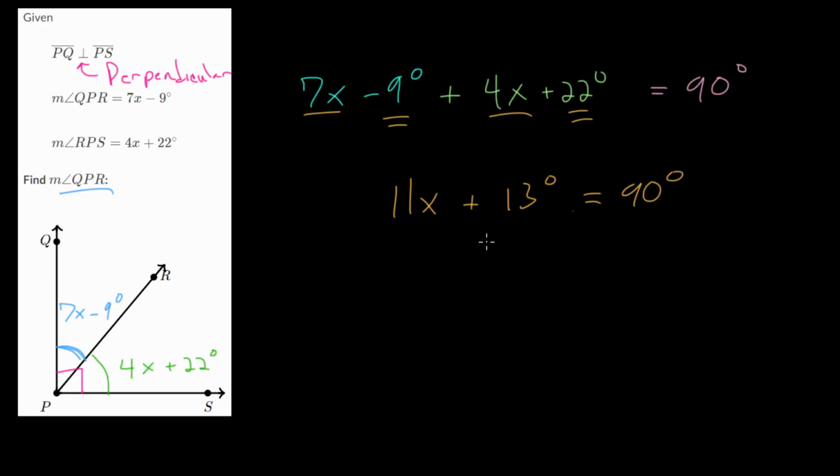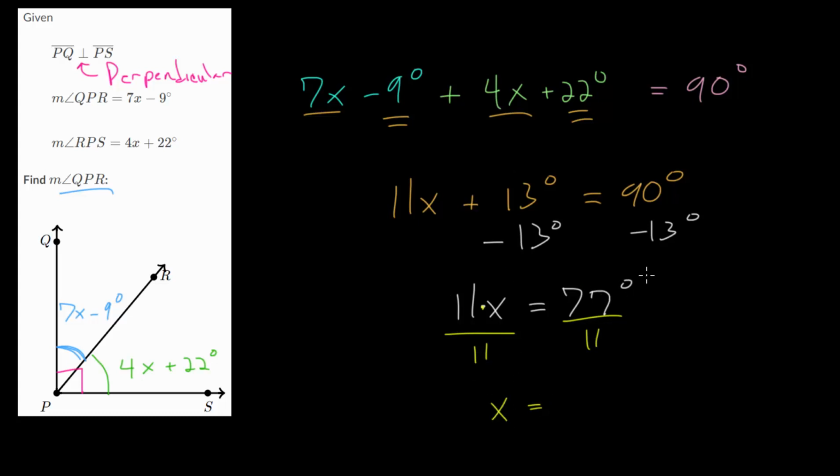So now we have a two-step equation that we want to solve. Let's cancel out the addition first. We will subtract to do that, subtracting 13 degrees on each side. We get 11x is 90 minus 13, which is 77 degrees. And we just need to cancel out this multiplication. We will divide each side by 11, since 11 divided by 11 is just 1. So we get x equals 77 degrees divided by 11, which is 7 degrees.